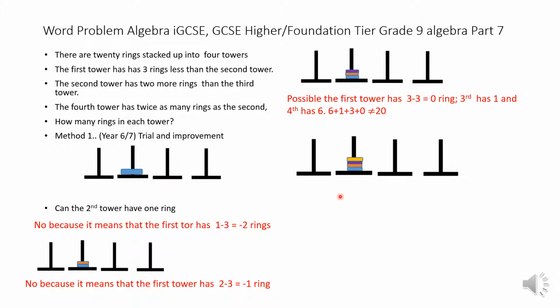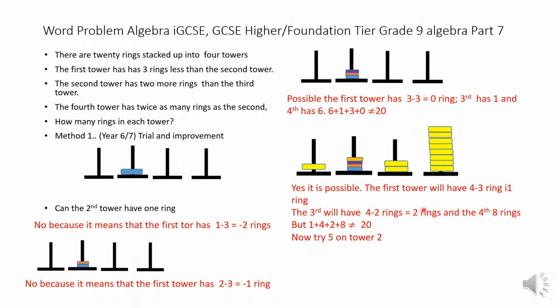Now let's try 4 rings in tower 2. If we have 4 rings in tower 2, don't forget that tower 2 has 3 rings more than tower 1. So tower 1 has to have just 1 ring, since 4 minus 3 gives 1. And tower 2 has 2 more rings than tower 3, so tower 3 is going to have 4 minus 2, that will be 2 rings. And tower 4 is going to have double 4, which is 8 rings.